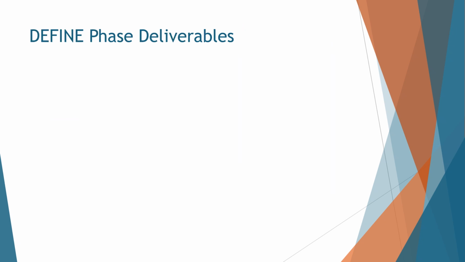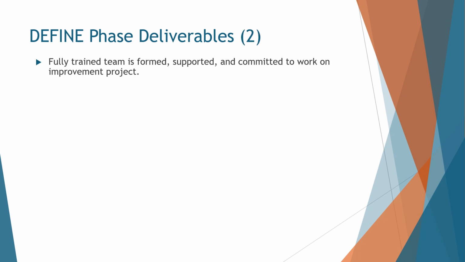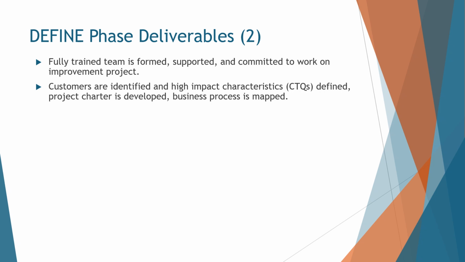We are now moving on to define phase deliverables. You have your project critical to quality variables. You have your approved project charter, which we're going to look at in detail in further slides. We're going to look at how to create a high-level process map. A fully trained team is formed, supported, and committed to work on the improvement project. Customers are identified and high-impact characteristics are defined. The project charter is developed and the business process is mapped.